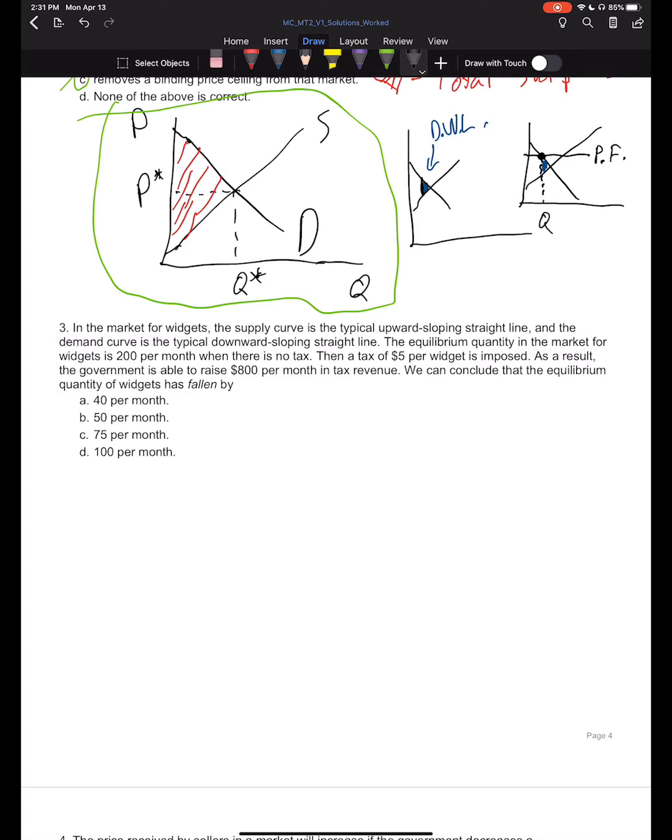Well, what happens when we impose a tax? So we can redraw this little tax graph that we had.